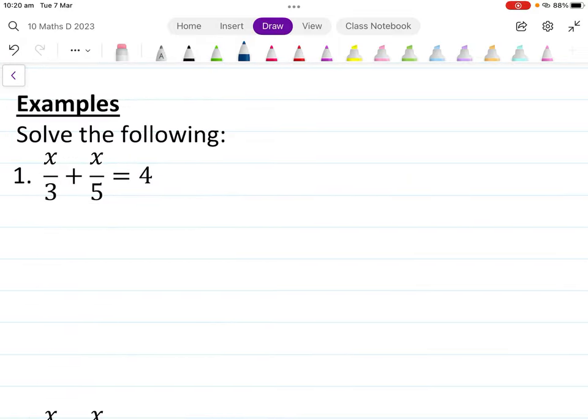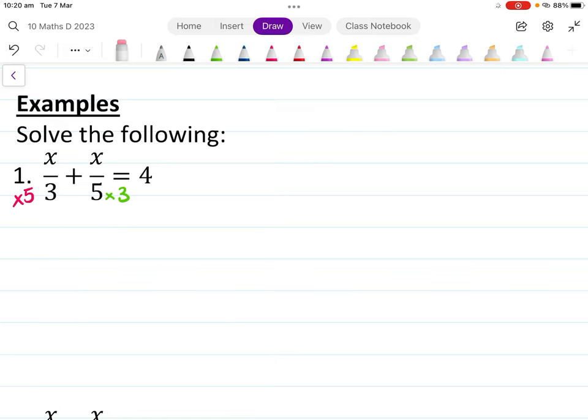So with this first one here, we have x over 3 plus x over 5 equals 4. So what we want to do is multiply that first fraction by the opposite denominator of 5. And we want to multiply the second fraction by the opposite denominator of 3. So how we do this is we're left with 5x plus 3x, and then we multiply our denominators together of 3 times 5, which is 15, and we let it equal what we have as our 4 there.